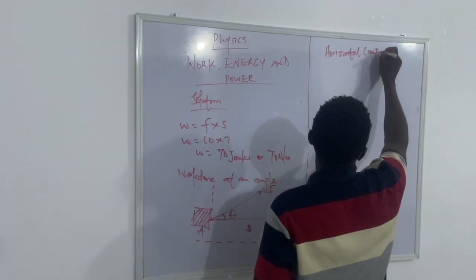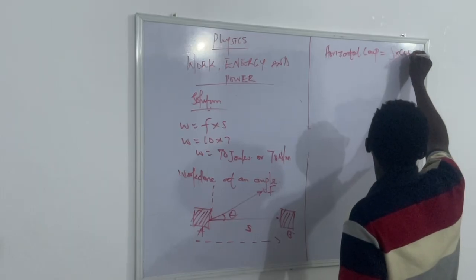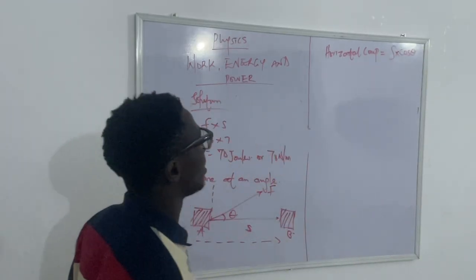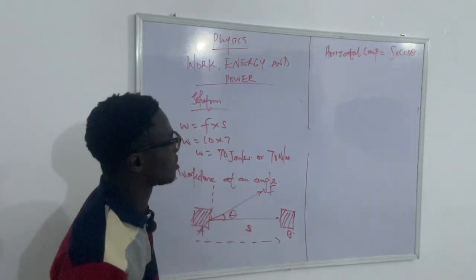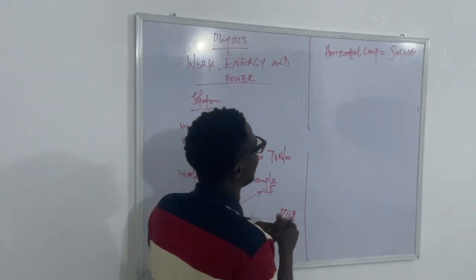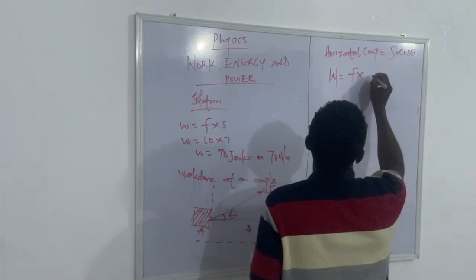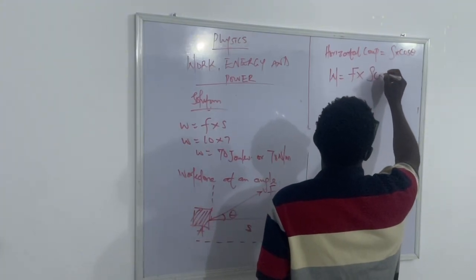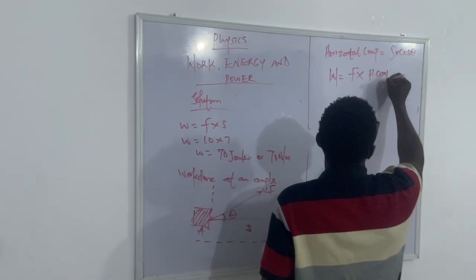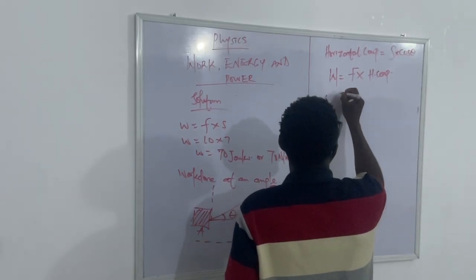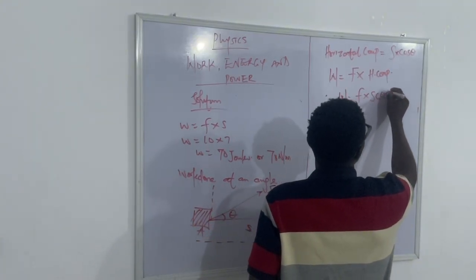horizontal component of the force will be the distance multiplied by cos theta. Are we together? That will be the horizontal component of the force. Now, in that case, work done here will be F times the horizontal component of the force. Finally, work done will be force times S cos theta.